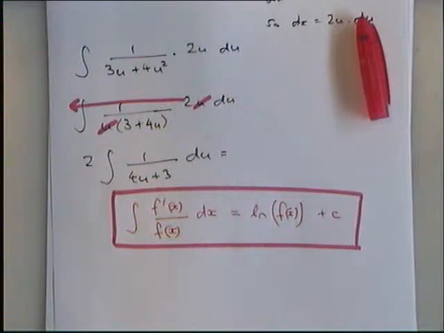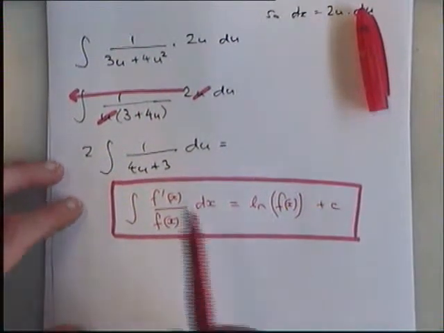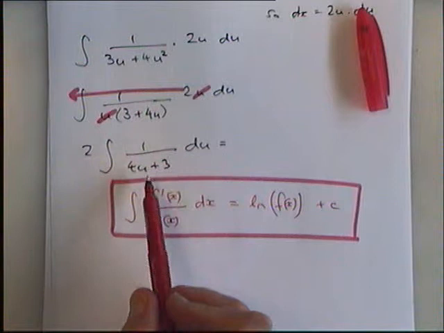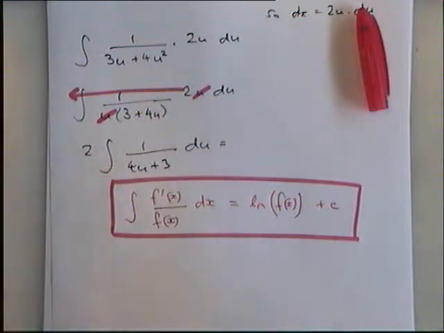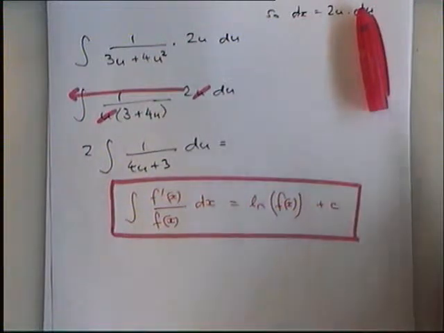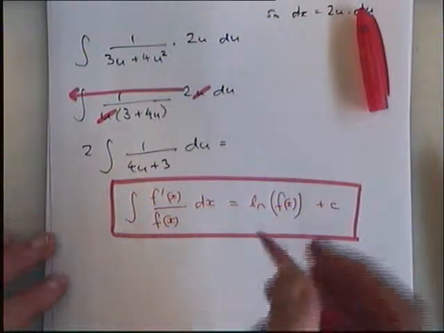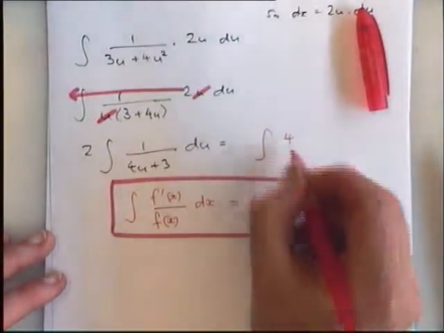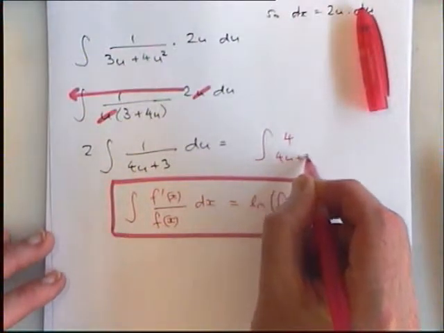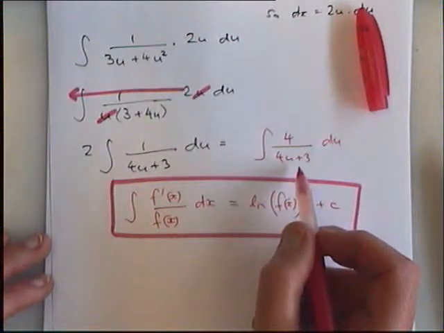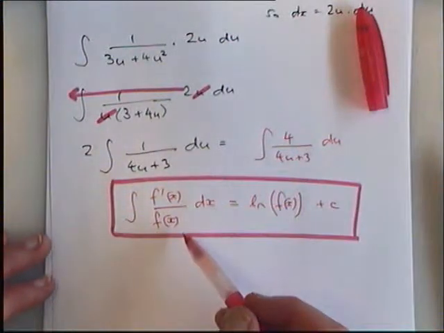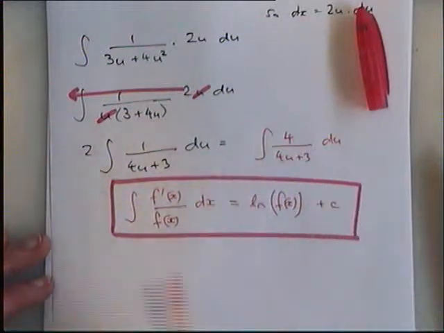So, with this one here, at the moment, is the top of this fraction, is 1 the derivative of 4u plus 3? No, it's not, okay? So it doesn't fit the rule. Well, let's just make it so it does. Let's put a 4 there, because 4 is what you get when you differentiate the bottom. Do we agree? That now fits this rule. The top is the derivative of the bottom.